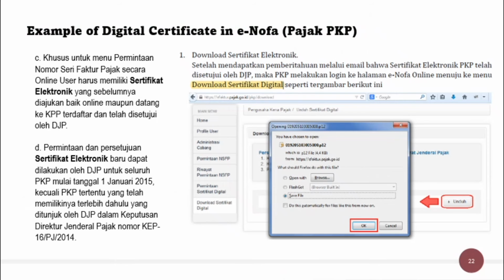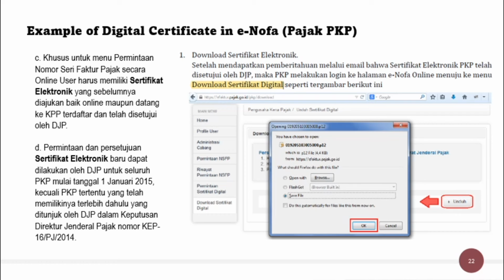Okay, this is an example of a digital certificate in Innova. Innova is for pajak, perpajakan, tax. For PKP, pengusaha kena pajak, who want to make a tax invoice. This is why the wajib pajak, or taxpayers, have to get this electronic certificate or digital certificate. It is required by the law to get it.